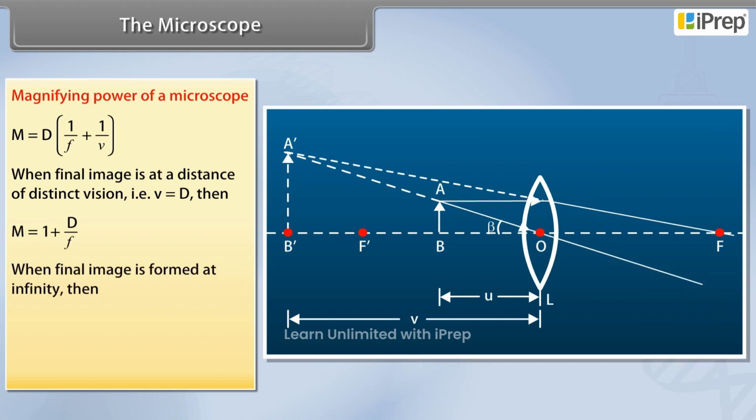When the final image is formed at infinity, then V is equal to infinity. M is equal to D into (1/F + 1/infinity), which is D/F.